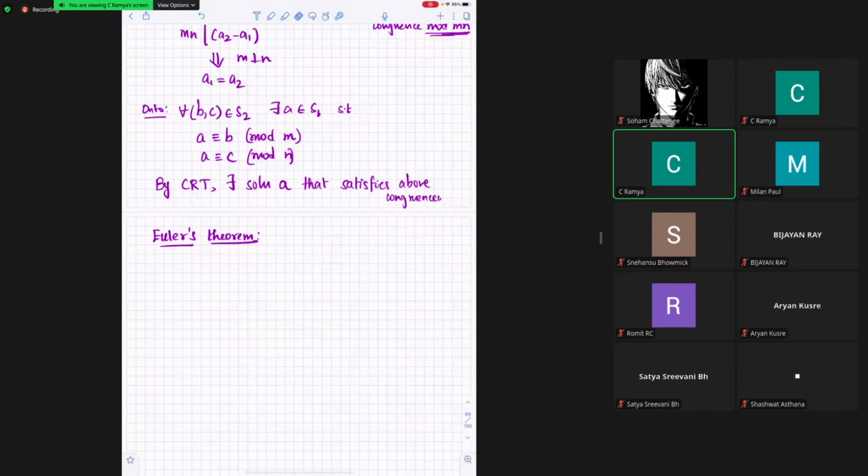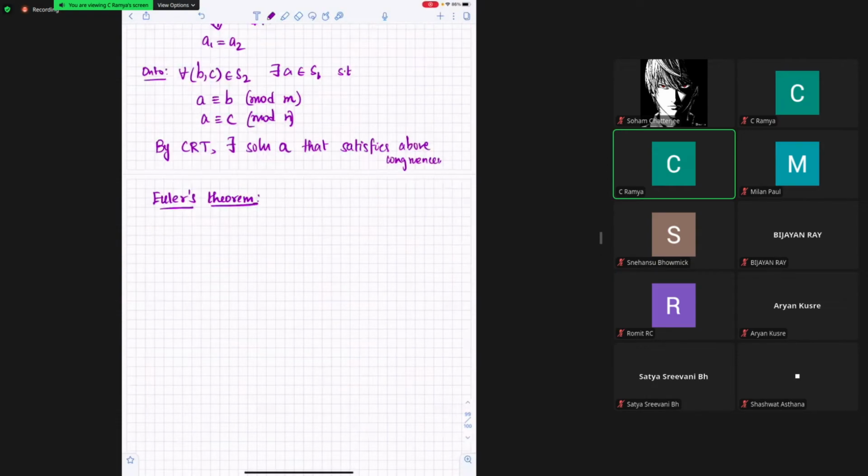So here is the actual generalization of Fermat's theorem. Let a and n be integers that are relatively prime. Then a to the phi of n is congruent to 1 mod n.